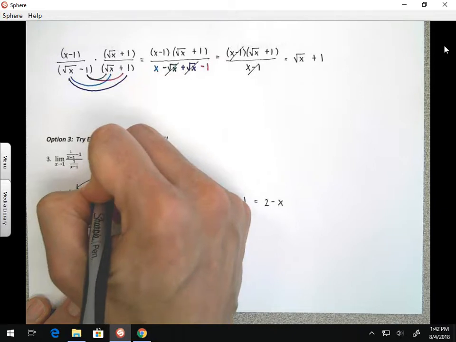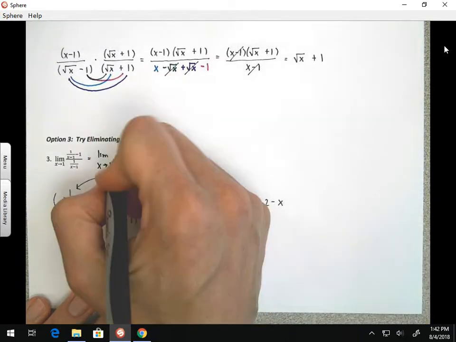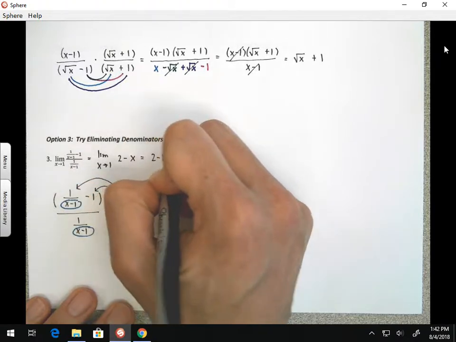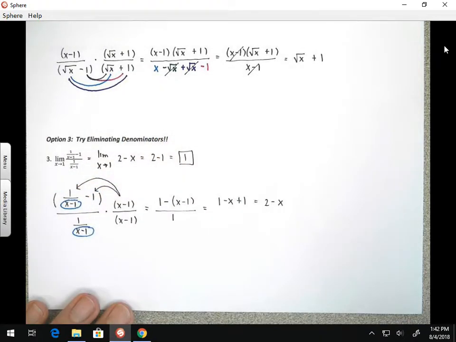Same now is the limit as x approaches 1 of 2 minus x. We go ahead and substitute, and we get a limit of 1. So what we're doing is just building up strategies for dealing with these limits when we can't simply substitute.